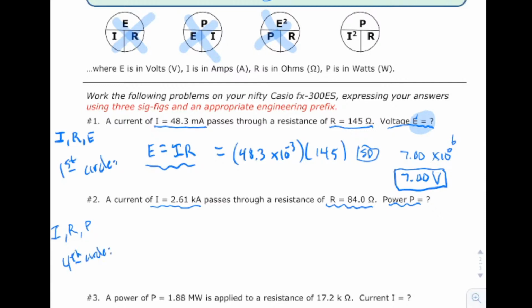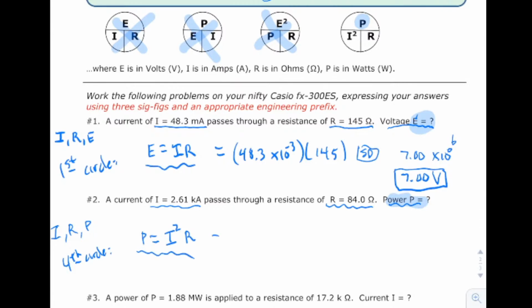Now you have to look at the fourth circle and say, what's my formula? Well, I'm trying to get the power P, which means I want to cover up the P and see what the formula looks like. And the formula looks like this. P is equal to I squared times R. That's my formula. P equals I squared times R.